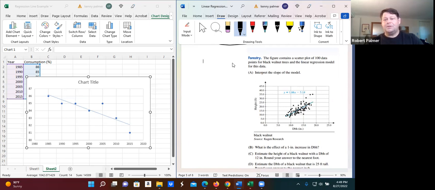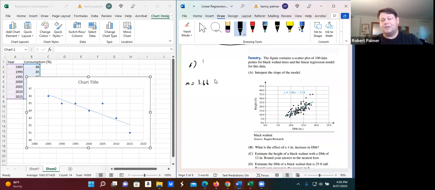Now, so that's basically interpretation. I want to start to interpret the slope of the model. So part A, the slope, which is 1.66. In fact, sorry, I need a little more space to write this. Let's go down here. So M, which is equal to 1.66.